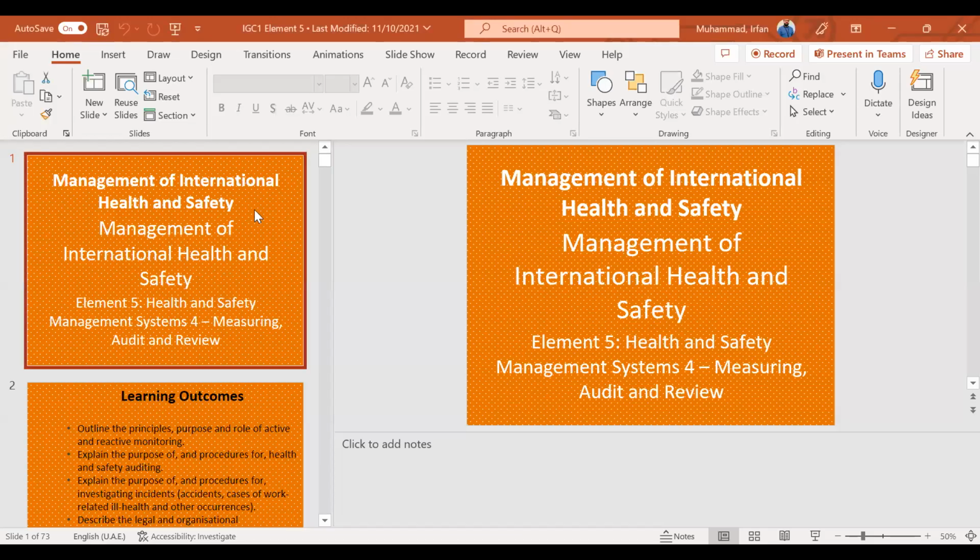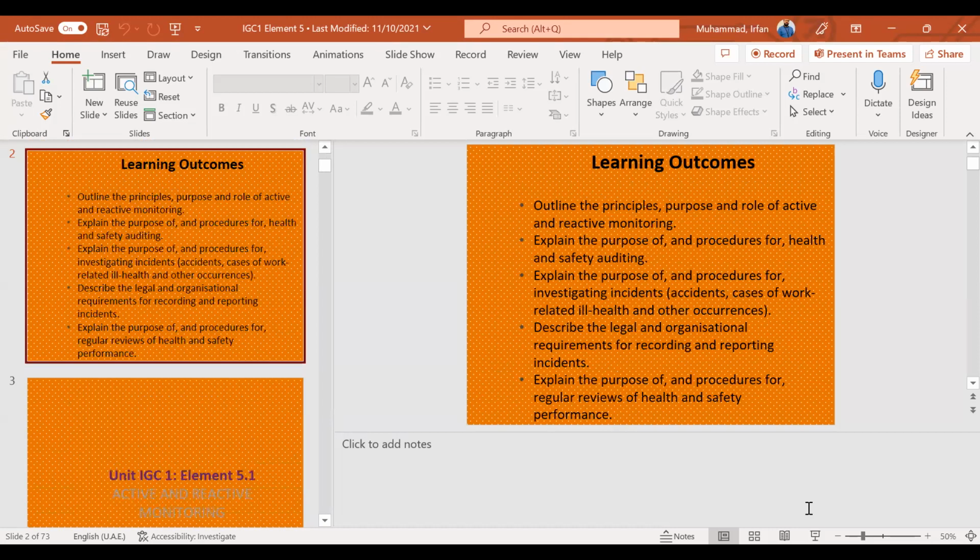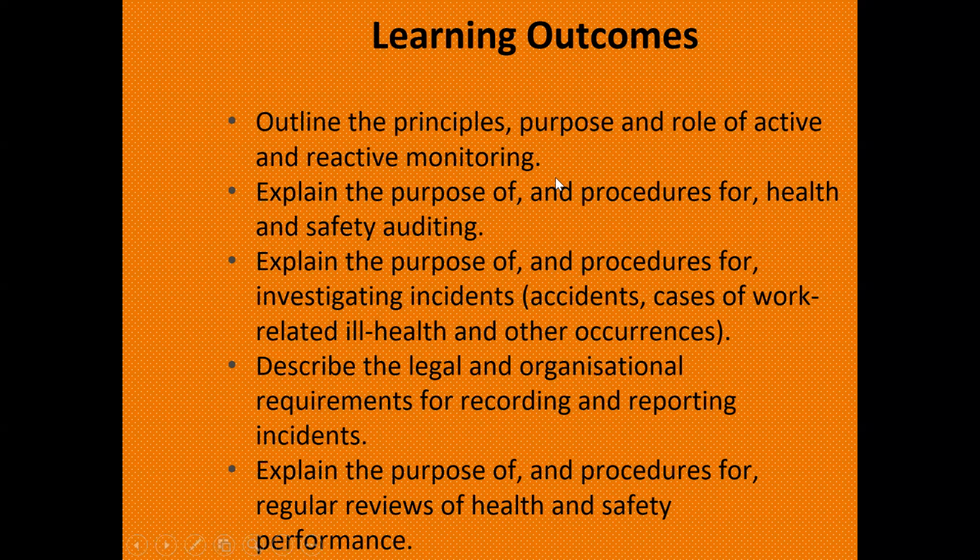So again, we are discussing management of international health and safety. And today is our Element 5, health and safety management system: measuring, audit and review. What does it mean? What do we learn in this element? Let's read the next slide about learning outcomes.